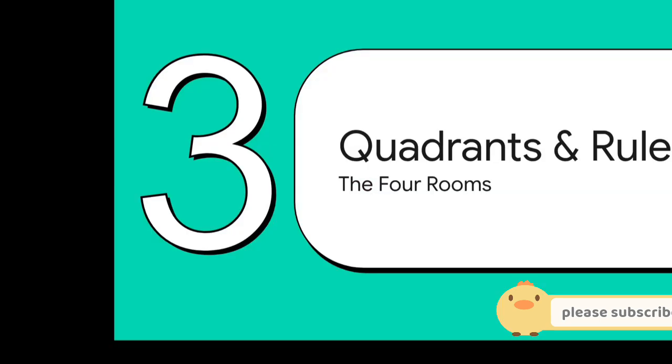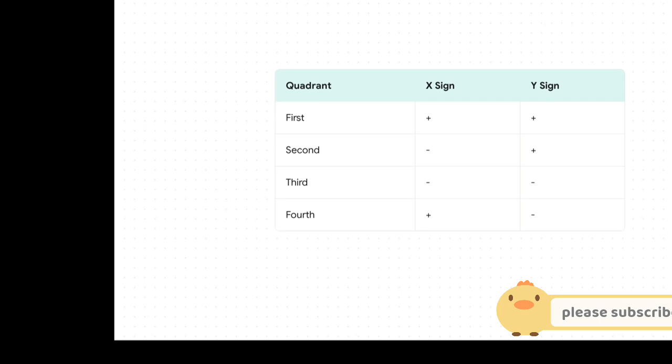Okay, which brings us to section 3, quadrants and their rules. When Descartes crossed his horizontal x and vertical y lines, they naturally sliced our flat space into 4 distinct rooms, or quadrants.